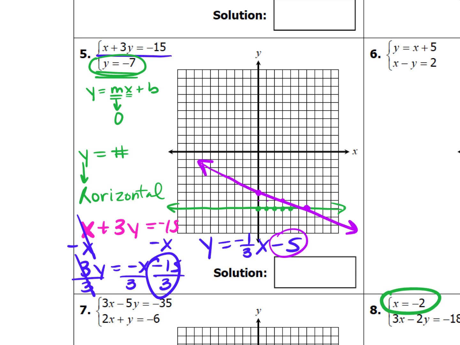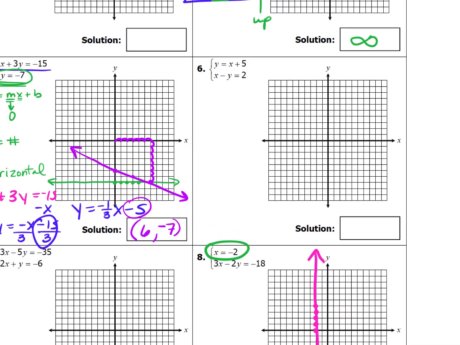Yes. What's your solution? Remember, your point is always an x value and a y value. What's the intersection? Not 9. So starting here, 1, 2, 3, 4, 5, 6. And then 1, 2, 3, 4, 5, 6, 7. So 6 to the right is a +6. 7 down is a -7. Okay?